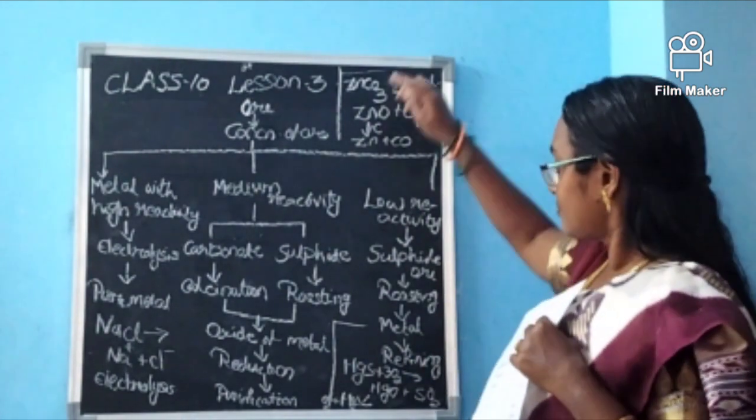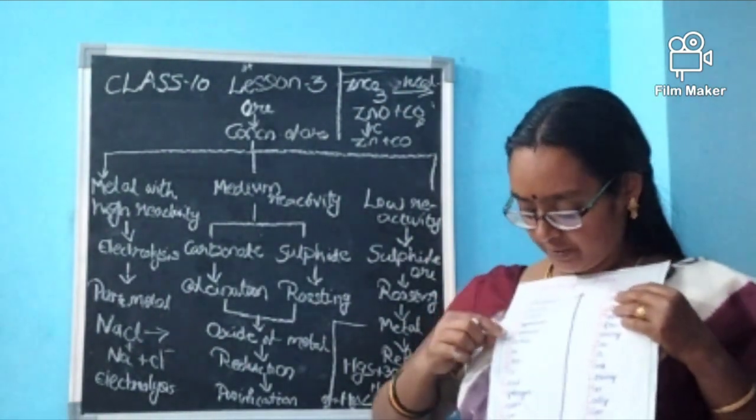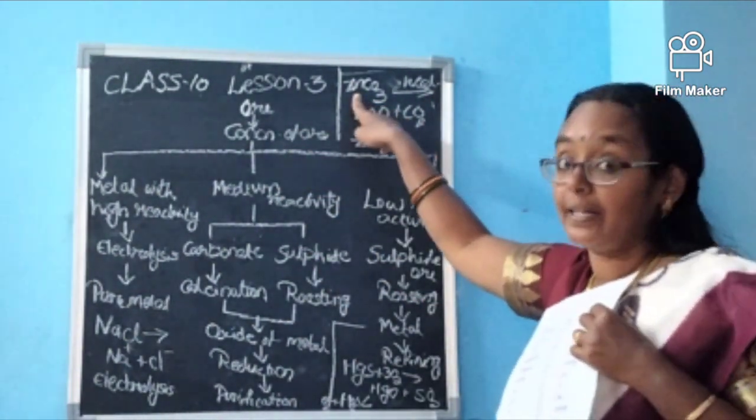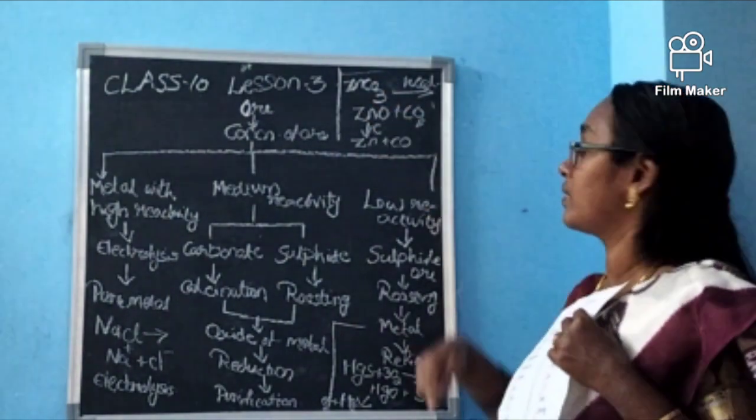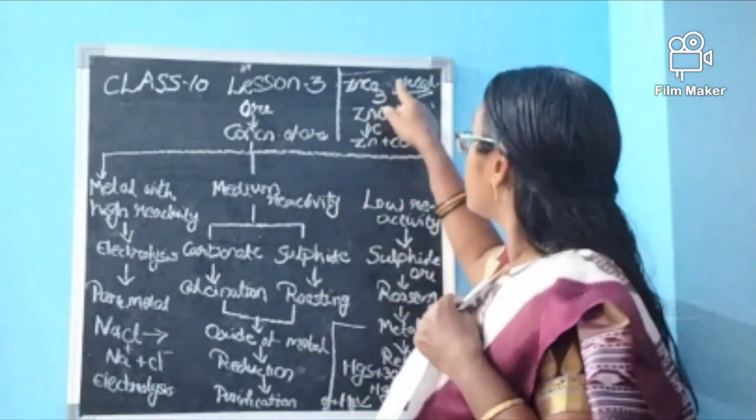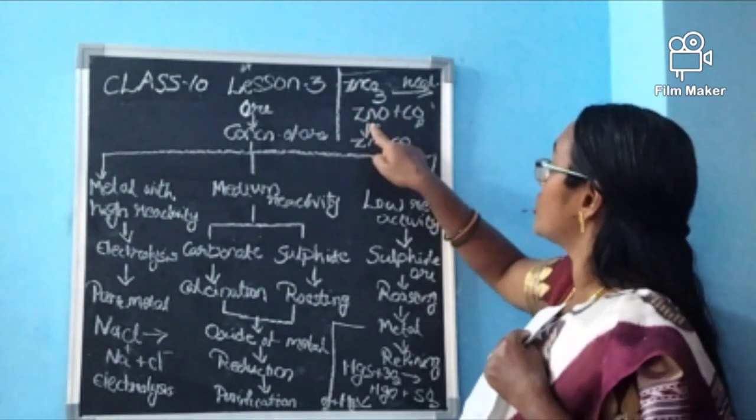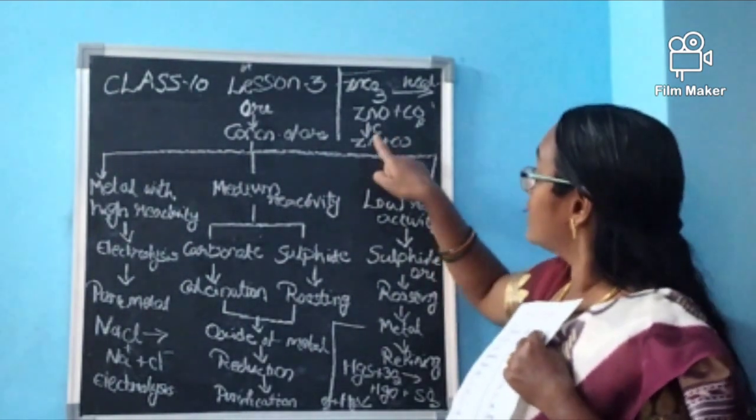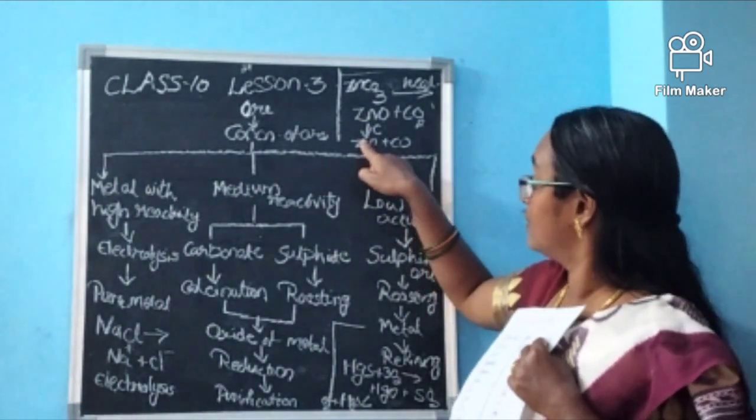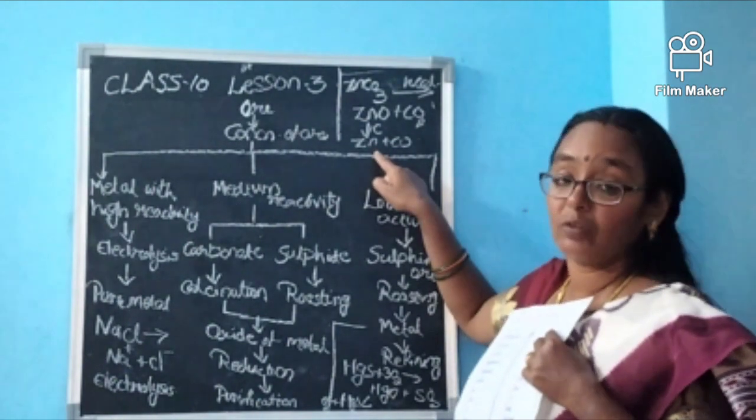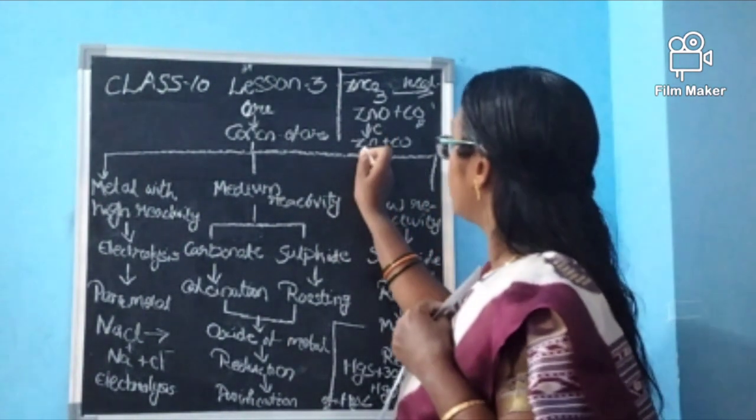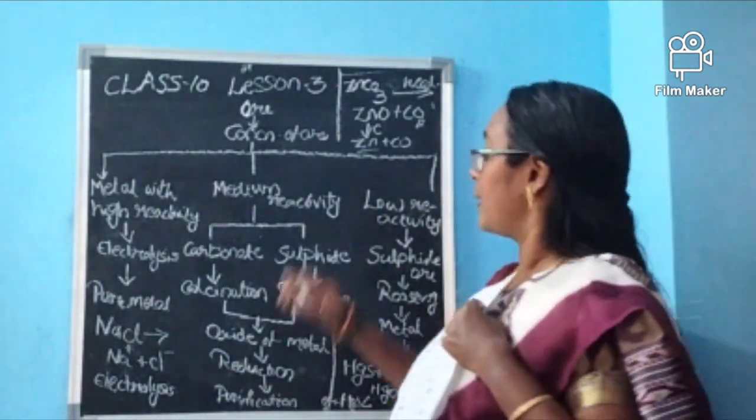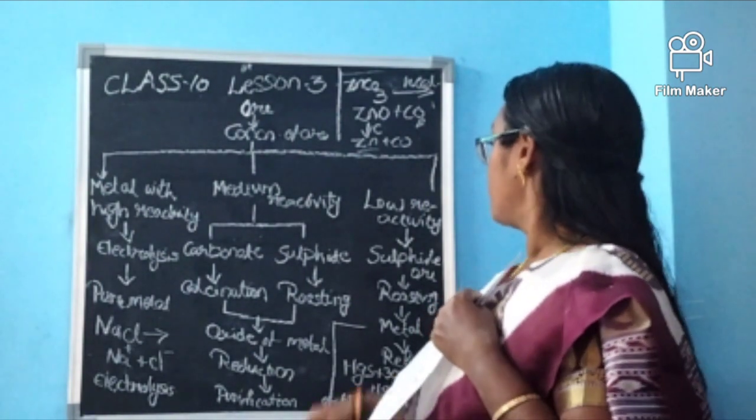For example, here I have given you zinc. This zinc is in the form of zinc carbonate. So we are applying heat over there. What will happen? It will be changed into zinc oxide plus carbon dioxide. When we apply carbon on this zinc oxide, what will we get? Zinc will be obtained in the pure form, and the oxygen will go along with the carbon. Okay, in this way we can take it out.